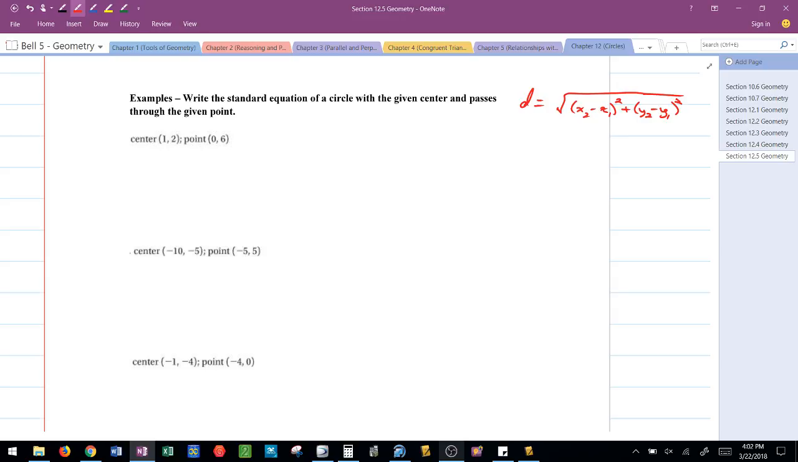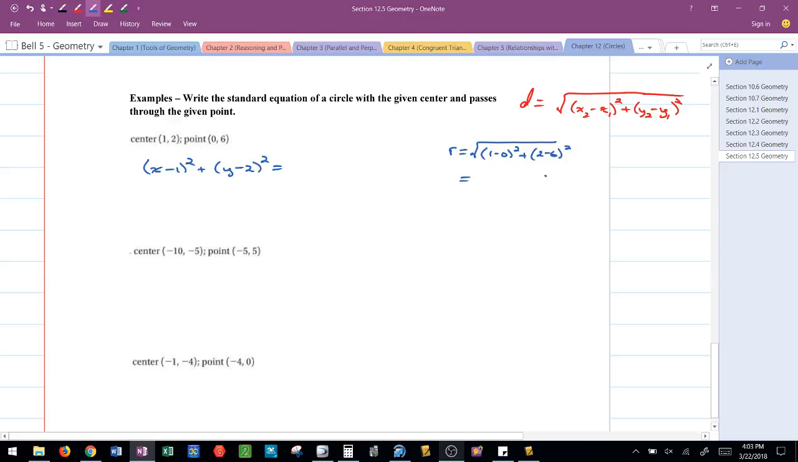So the first thing I want to do here, I know that the equation is going to start off looking like this: x minus 1 squared plus y minus 2 squared. But the problem is I need to know this distance from (1, 2) to (0, 6), which we're going to call the radius. I know that the radius can be found by taking the square root of 1 minus 0 squared plus 2 minus 6 squared.